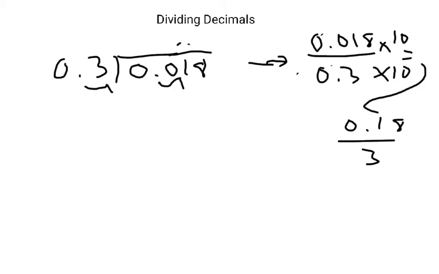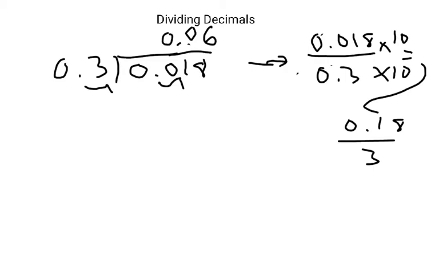A little bit better. So then I will say how many 3's are in 1, and the answer is 0. I must put a 0 above that 1. Then I would say how many 3's are in 18, and the answer is 6. And I have the answer, 0.06.